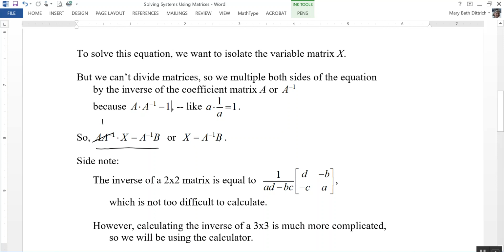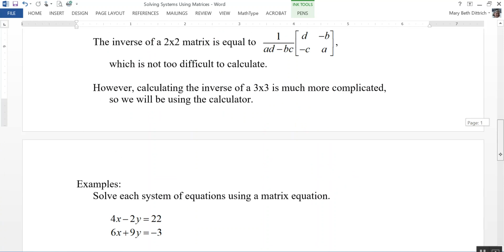Just a side note, the inverse of a 2-by-2 matrix is equal to this expression here. This is 1 over the determinant of the 2-by-2 matrix times this matrix here, which, as you can see, kind of rearranges the elements and makes some of them negative. That's not too difficult to calculate, but calculating the inverse of a 3-by-3 matrix is much more complicated, so we're going to be using a calculator to do some of this. So let's take a look at a couple examples here.